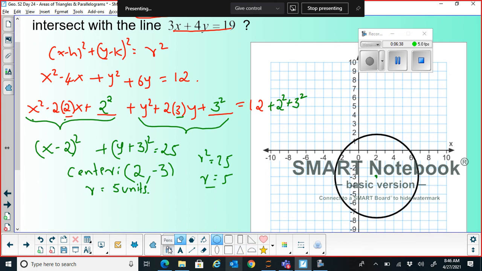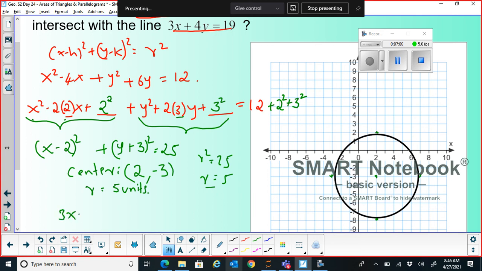Go back to this. Now we've got to get the line and see whether this line intersects this particular circle. Now this is the equation of the line. You can try to get it in y equals mx plus b form, or whichever you are comfortable with, and try to get that line.